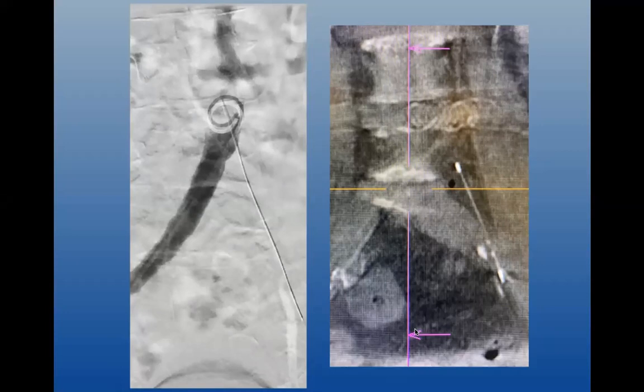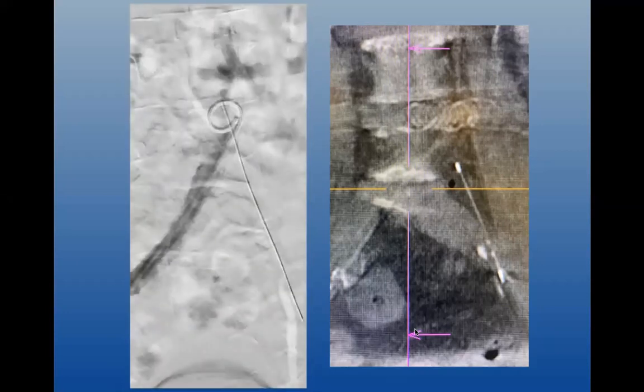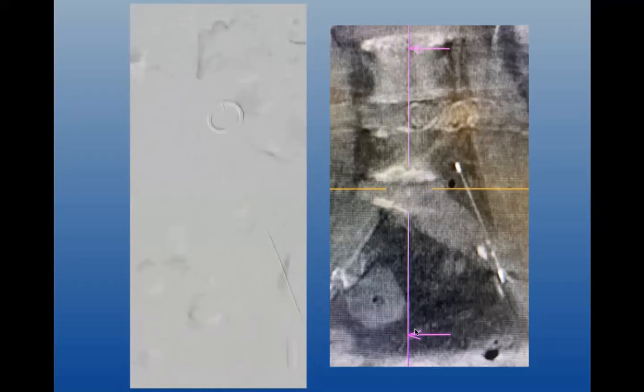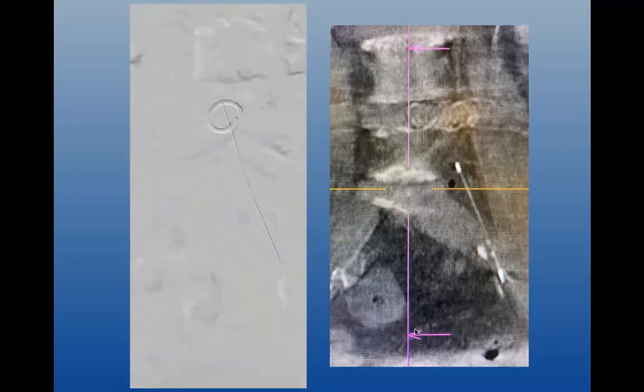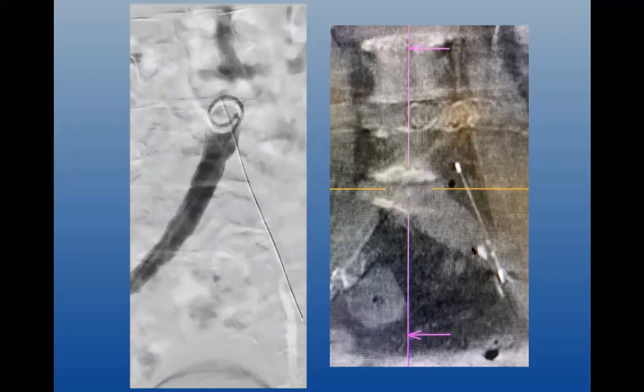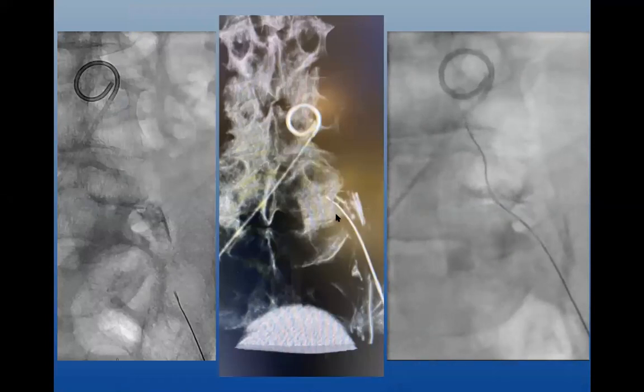So I think when you do iliacs, in our IR suites, we're lucky. We have cone beam CT. We use it in liver therapies and other stuff. So I think a quick spin without contrast will give you a lot of information. It did here. So I pulled the catheter back down to here, and then basically used the imaging from the cone beam CT to help me redirect.